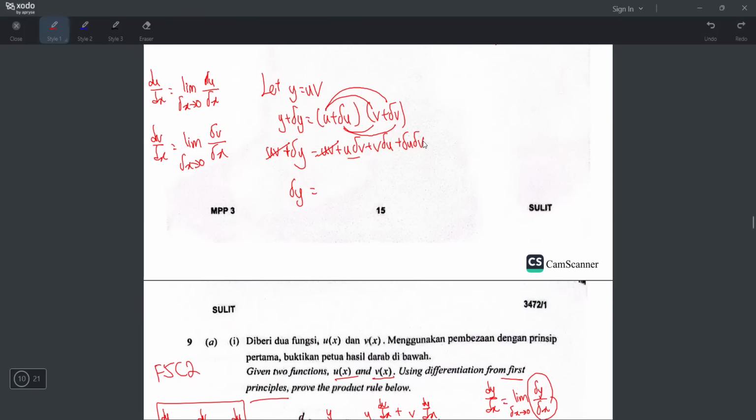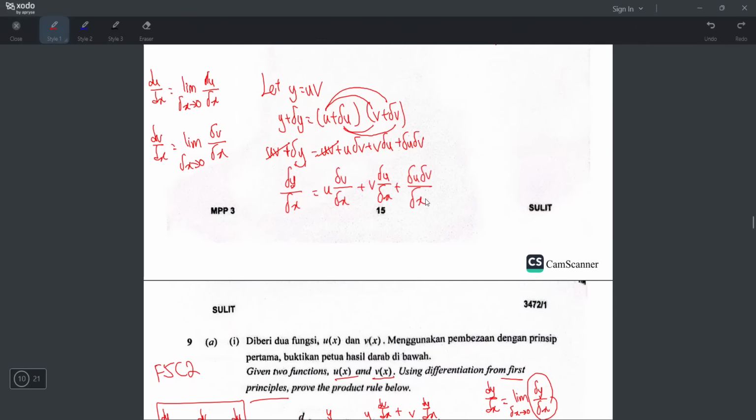So what I will do now is take every term here and divide by delta x, because I'm trying to get delta y over delta x. So to get delta y over delta x, I will divide by delta x. But of course, I have to do the same for everyone here. So it becomes u delta v over delta x, plus v delta u over delta x, plus delta u delta v over delta x, like that.